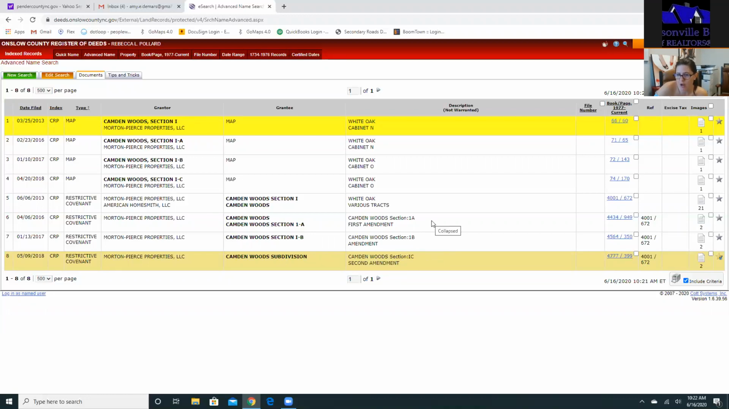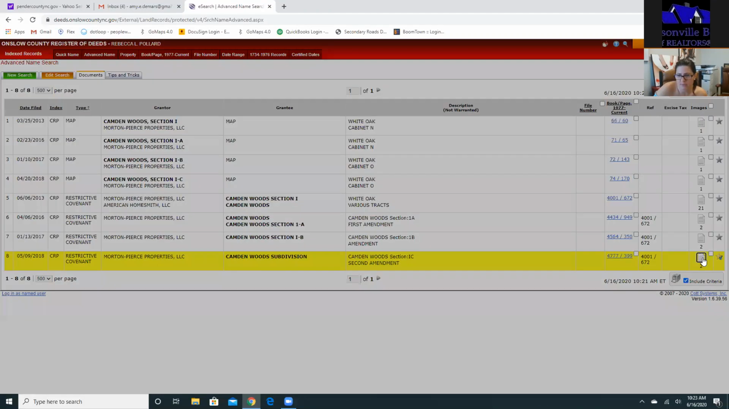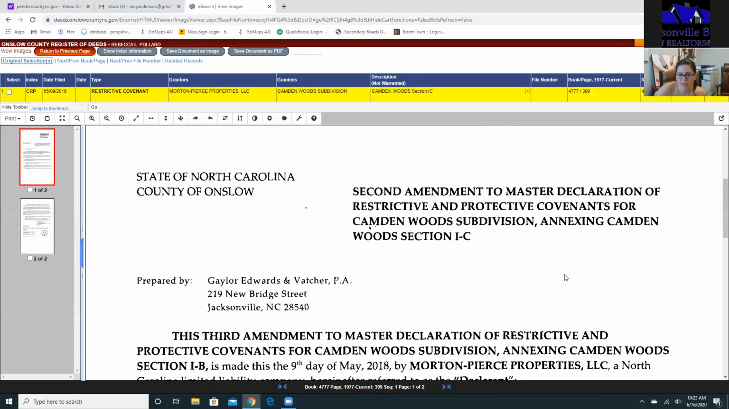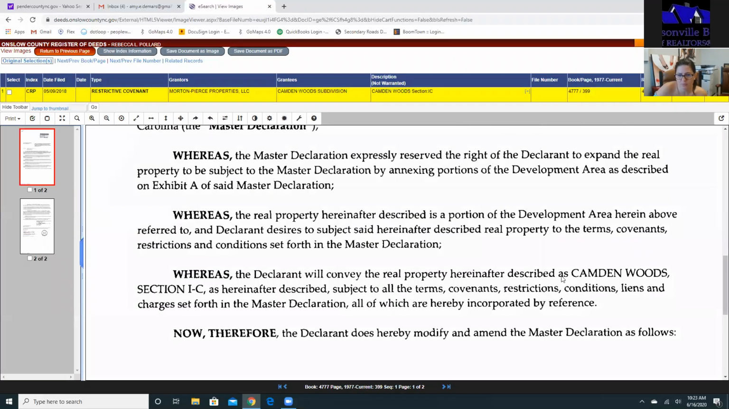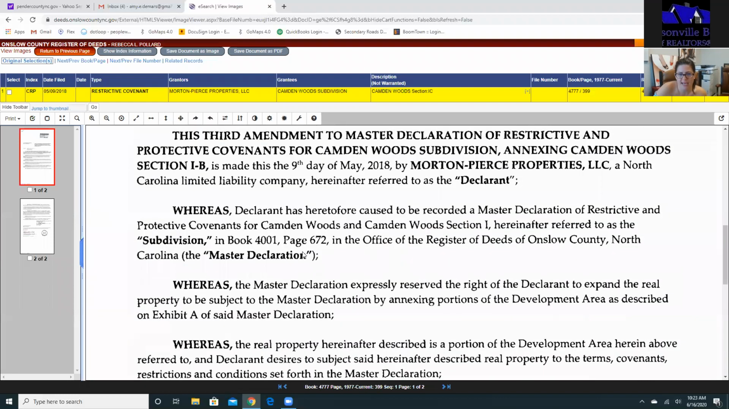1C is separate from 1A and 1B, but that is not always the case. So make sure that when you find your section and click on it, you read through it, because if this one says it's adding to the recorded master declaration of restrictive and protective covenants for Camden Woods, Camden Woods Section 1.